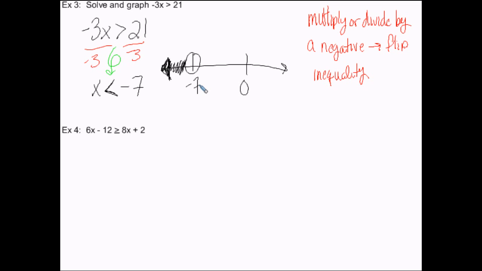Okay, here I have variables on both sides, and I've been moving variables always to the left, but that's just because that's where I like them.